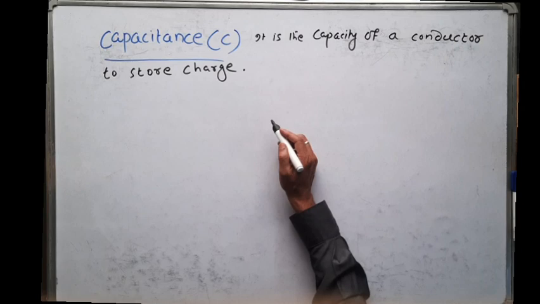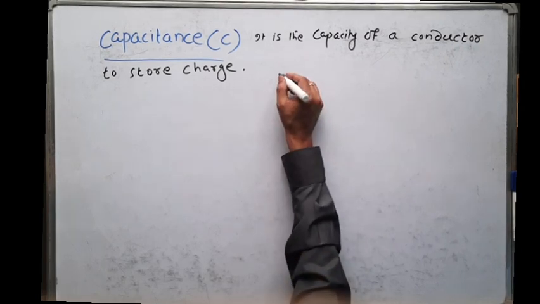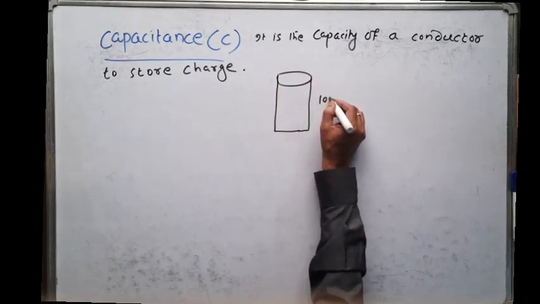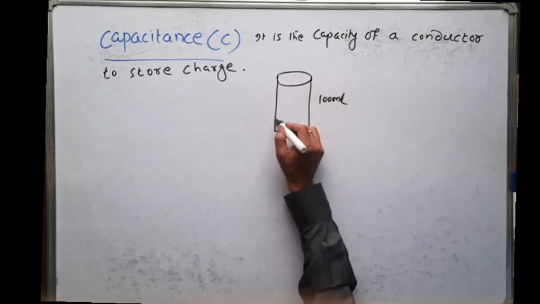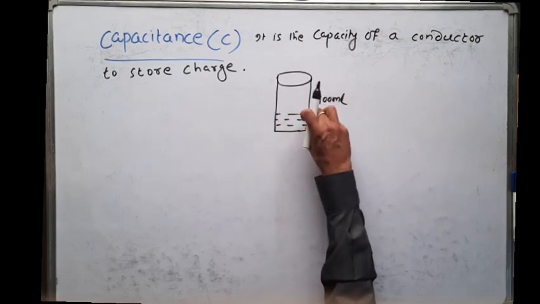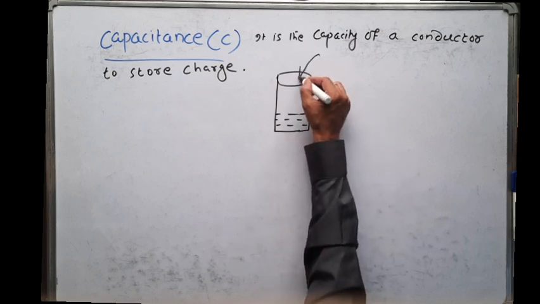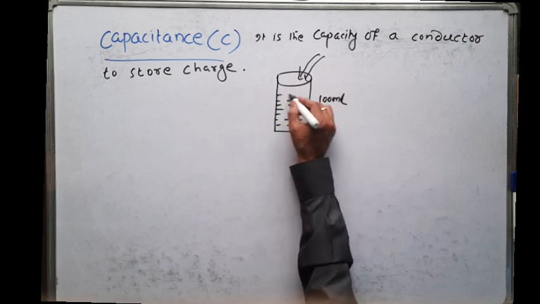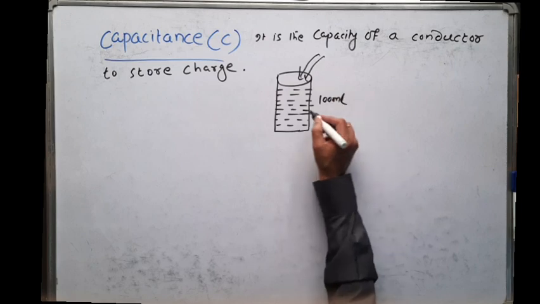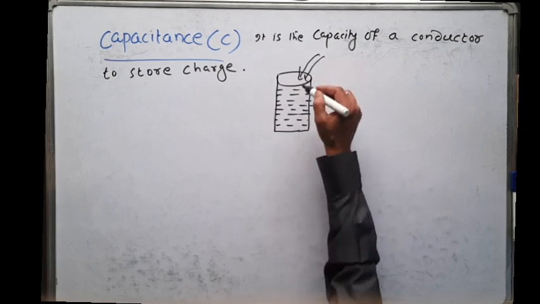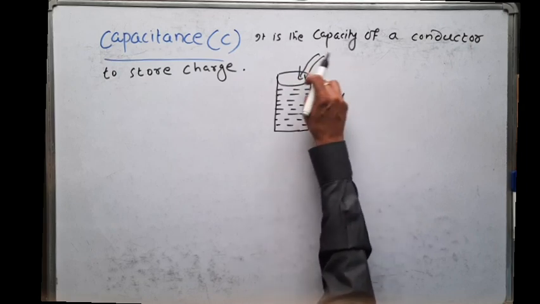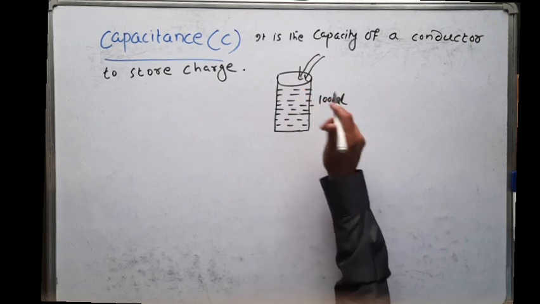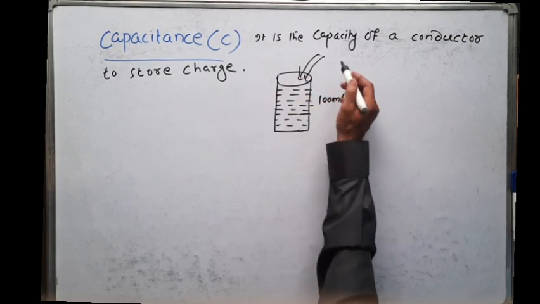Okay. So just like you see, suppose you take a glass. This glass capacity is 100 ml. There is certain water. Now if you add some water to the glass, its level will increase. After filling the 100 ml of water, if you add extra water, what will happen? The water will leak from the glass. So that means this glass has the capacity to store 100 ml of water. If you give more water, it will leak.